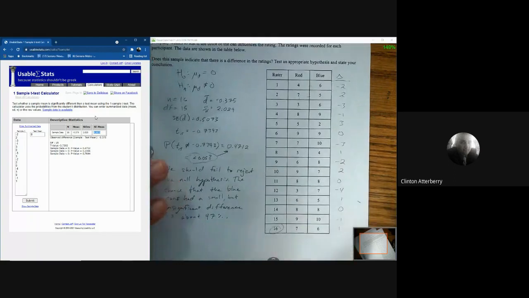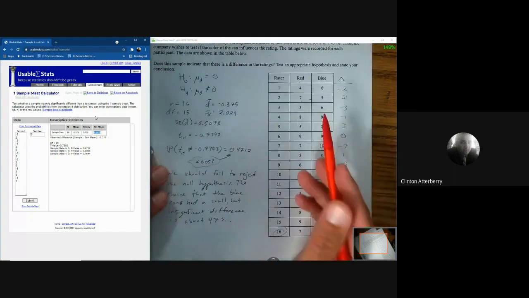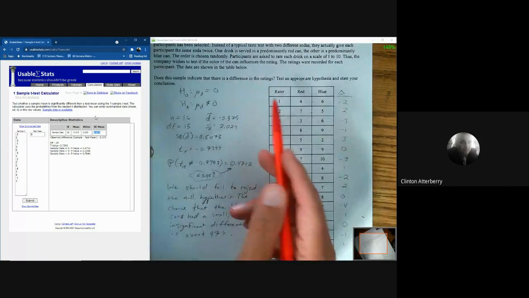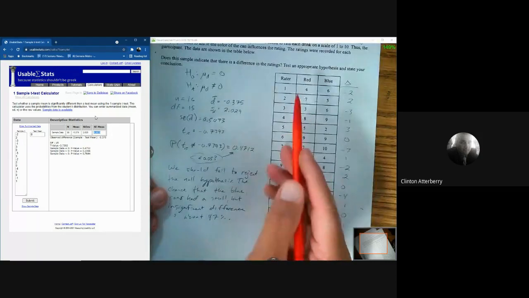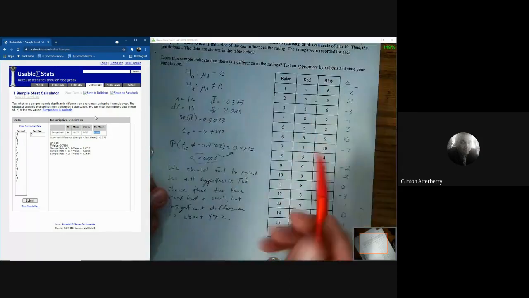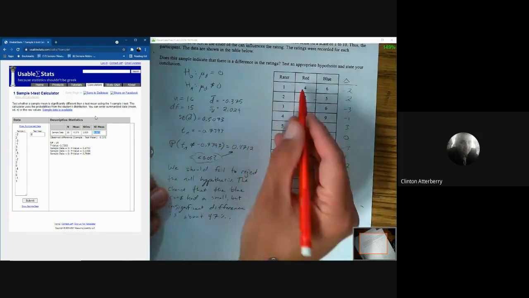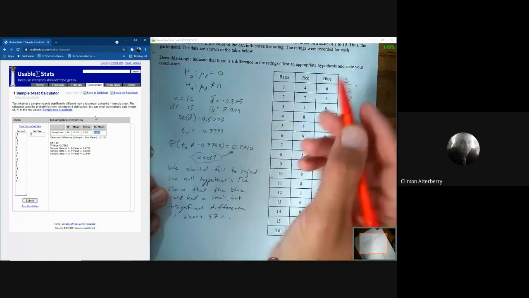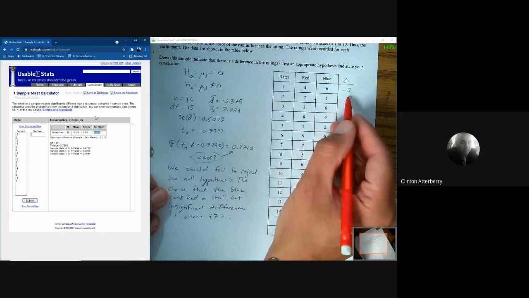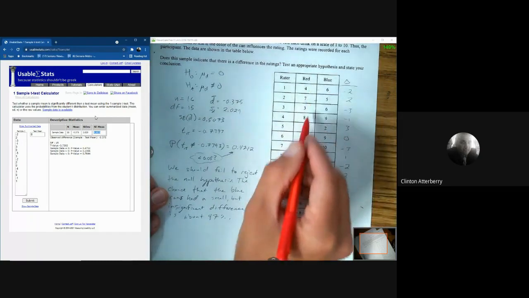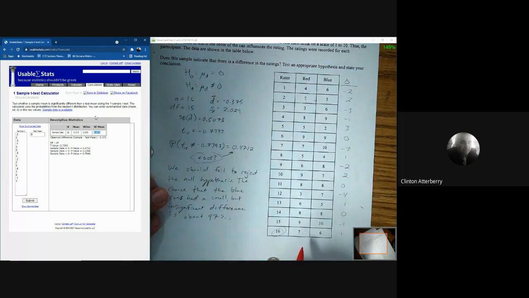So one more time, what were the steps that we did? Okay, we started by reading through the problem, but we were given this table and it said rater 1, 2, 3, all the way to 16. So this is the first person's set of scores. They said the red can was 4, the blue can was 6. The difference is 4 minus 6, which is -2. And I did that all the way down to all 16 pairs of numbers.